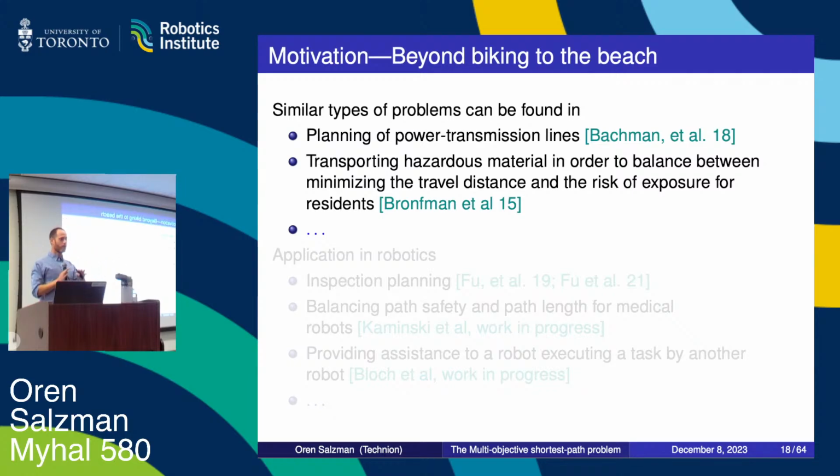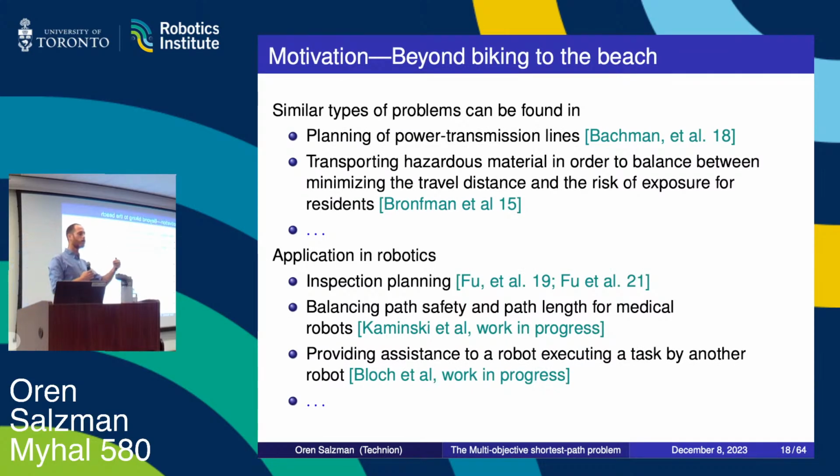So the problem is important beyond just going to the beach with your friends. These types of problems can be found in a lot of domains, basically balancing several criteria. For example, it has been used for transporting hazardous material, trying to balance travel distance and risk to where this material is being transported, and has a lot of applications in robotics. Once we identified this in the inspection planning problem that I used at the beginning of my talk, we found that it can be used to balance safety and path length, or when you provide assistance to a robot, it can also be used to balance between several criteria. And it's not necessarily that at the end of the day you need all these sets of paths. Sometimes the search needs to track all the options, and only at the end can it make a decision which of these paths it cares about.